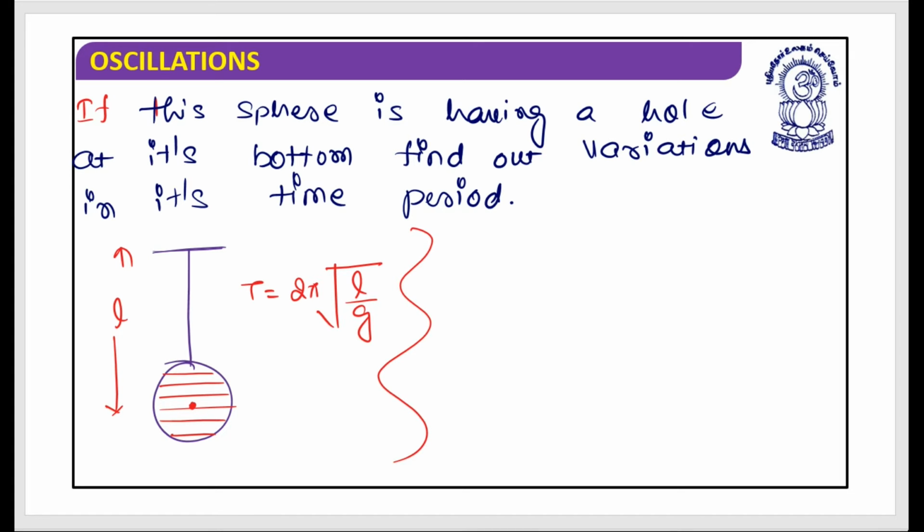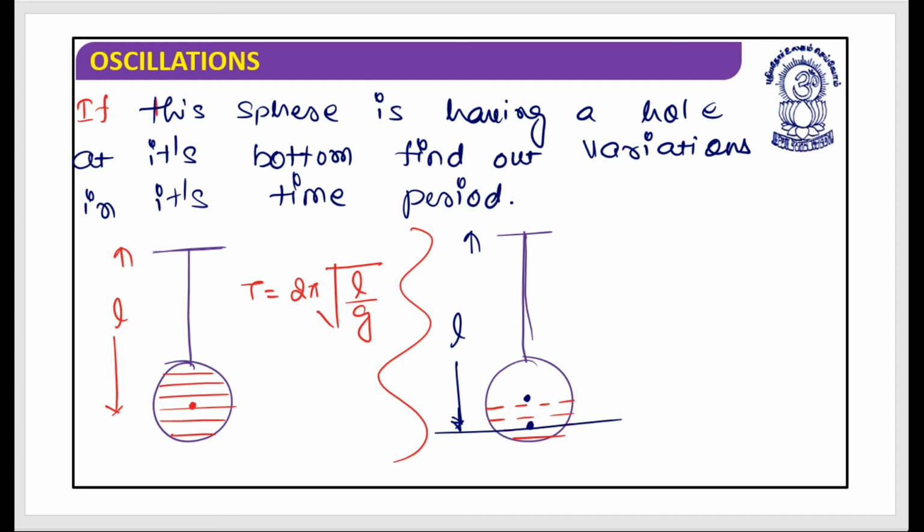Now after some time passes, the water drains out, and let's suppose only this amount of water has been left. As you can see, the upper part is empty and the lower part has water. Initially the center of gravity was here, and now the center of gravity would be here. So now the length of the pendulum should be considered like this. I hope you understand this.